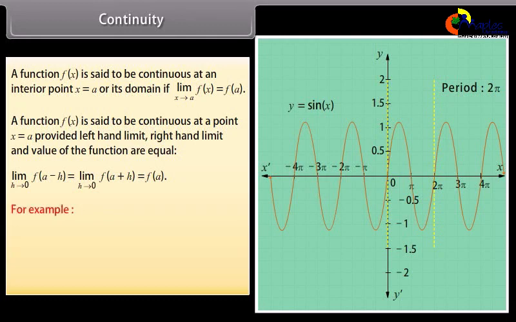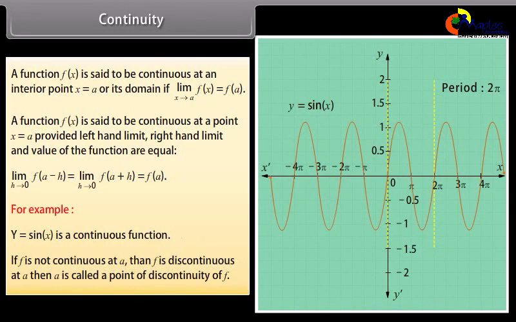For example, y = sin x is a continuous function. If f is not continuous at a, then f is discontinuous at a, and a is called a point of discontinuity of f.